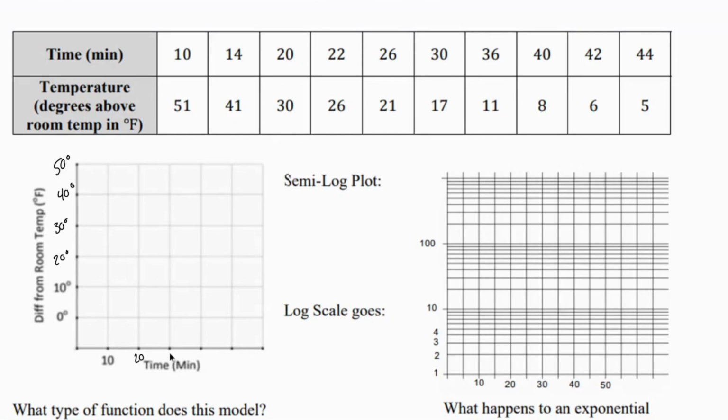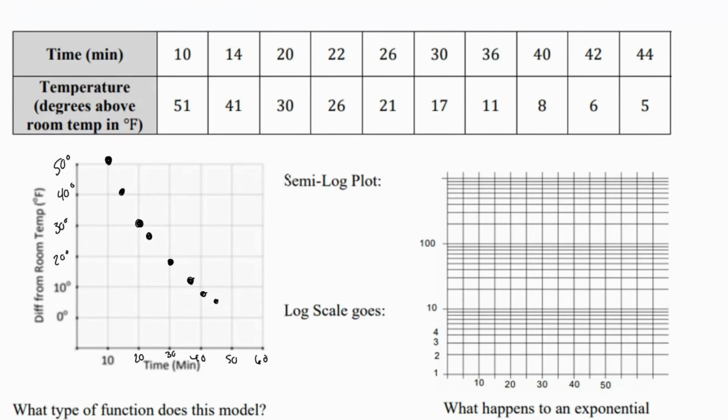So 10, 20, 30, 40, 50, 60. We have 10 matching up with 51, so way up here, and a little bit more. 14, which will be about halfway. 14, 41, so right around here, give or take. 20, 30, I can handle that. 22, 26, so somewhere around here maybe. 30, 17, somewhere around here. 36, 11, somewhere around here. 48, somewhere around here. And 44, 5, somewhere around here.